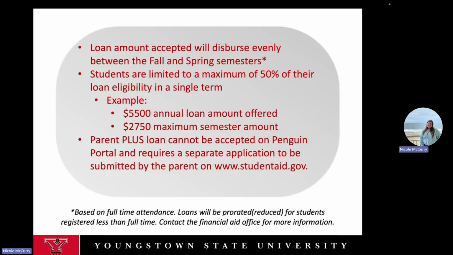It's important to note that loan amounts accepted will disperse evenly between the fall and the spring semesters. This is based on full-time attendance. Loans will be prorated or reduced for students registered less than full-time. Students are limited to a maximum of 50% of their loan eligibility in a single term. For example, if a student is offered $5,500 annually for their loan amount, they can only get $2,750 maximum for that semester.